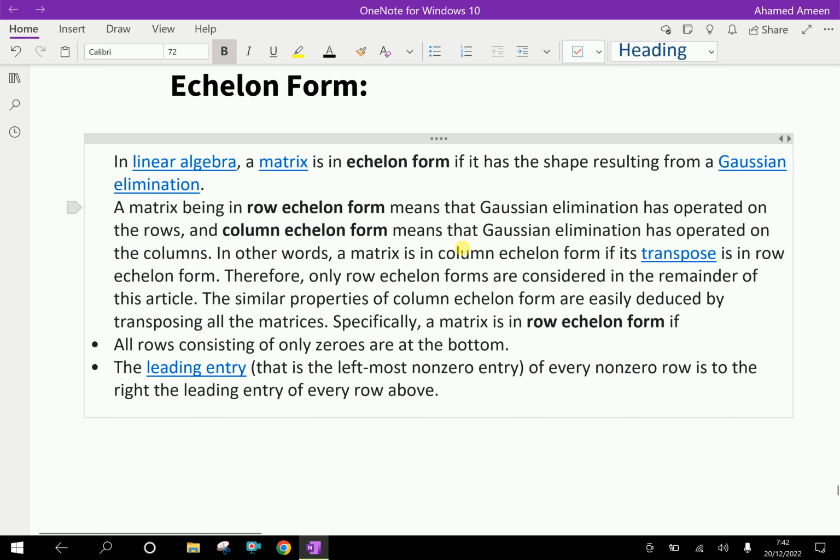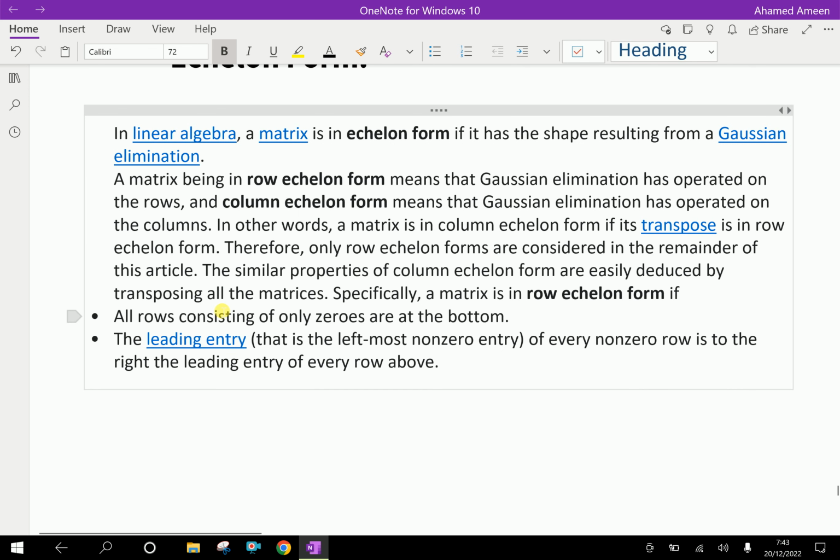Column echelon form means that Gaussian elimination has operated on the columns. In other words, a matrix is in column echelon form if its transpose is in row echelon form. That means from row echelon form we can get a column echelon form by using the transpose of the matrix. Therefore, only row echelon forms are considered in the remainder of this article. The similar properties of column echelon form are easily deduced by transposing all the matrices.